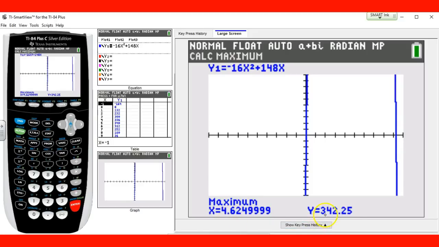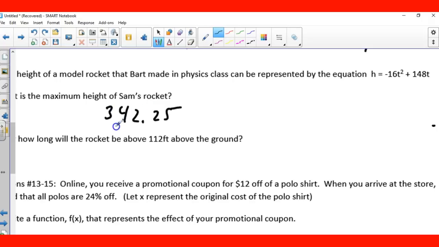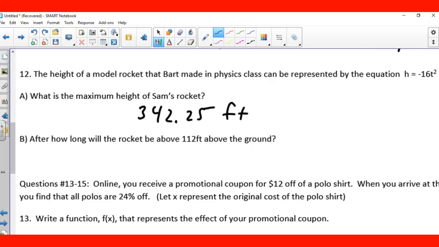4.6 and 342.25. There's the maximum right there. 342.25 feet. Alright, now, so there it says, after how long will the rocket be above 112 feet?